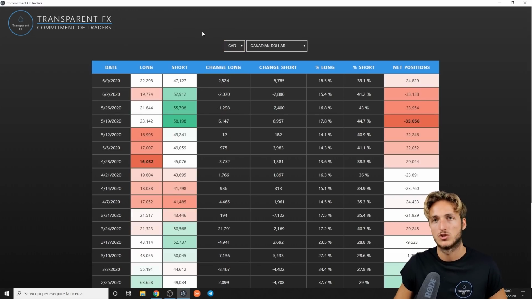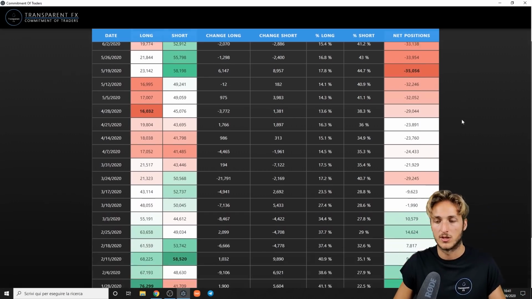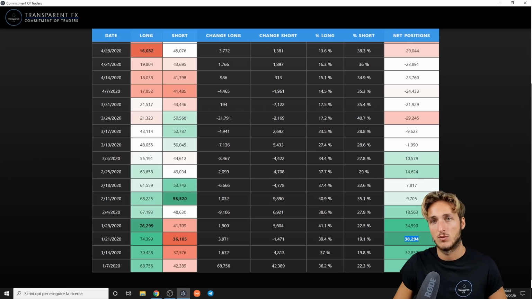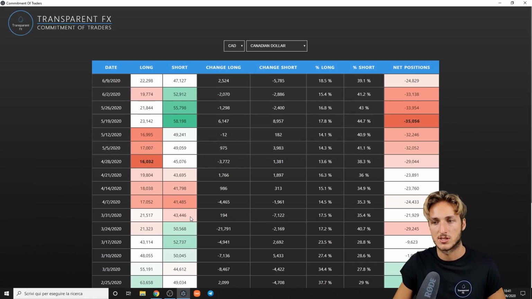And let's also give a quick check at what we have from a CAD perspective. In fact, we had here minus 35k net positions, which is a strong shift from the positive 38k that we had here. So in the long term, what happened on the CAD? We went from having way more longs than shorts from an institutional perspective on the CAD, in fact 74k longs and 36k shorts, to having way more shorts than longs, 58k shorts and 23k longs, so with a negative reading of minus 35k.